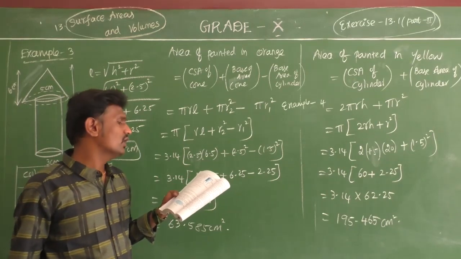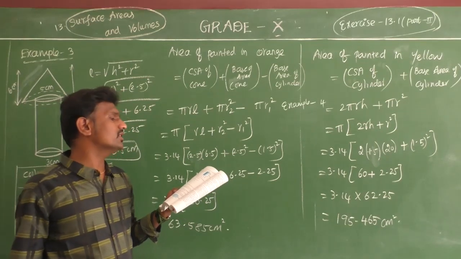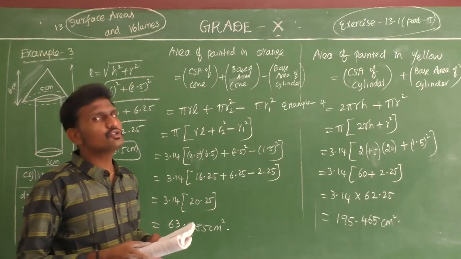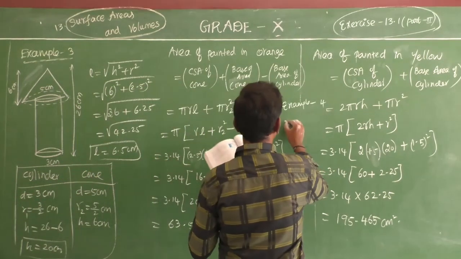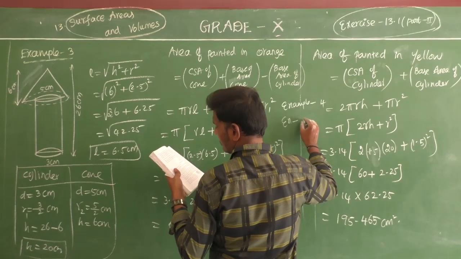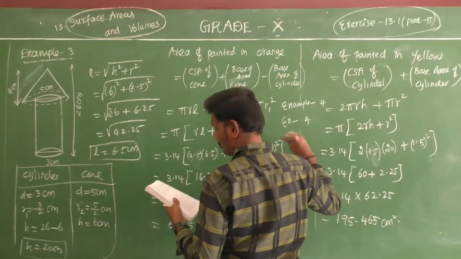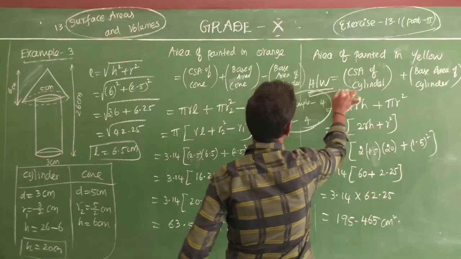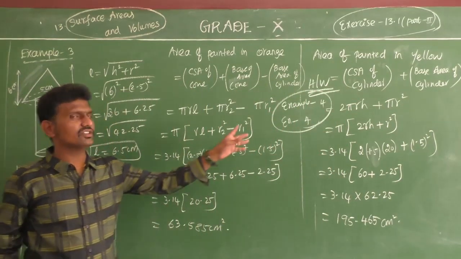Okay, bird bath. The total surface area of the bird bath is very simple: CSA of the cylinder plus CSA of the hemisphere. So try Example 4 and exercise question number 4. These two questions are for you as homework.